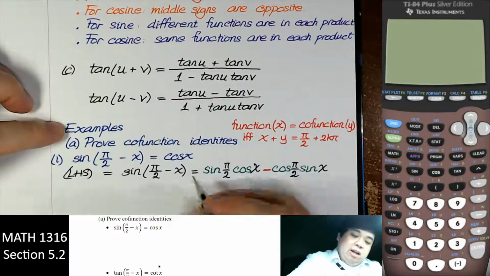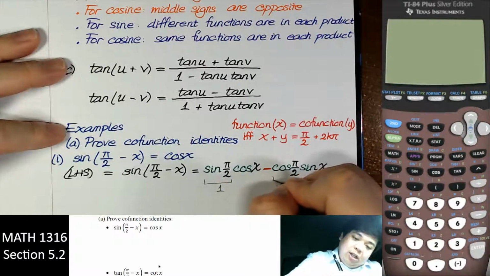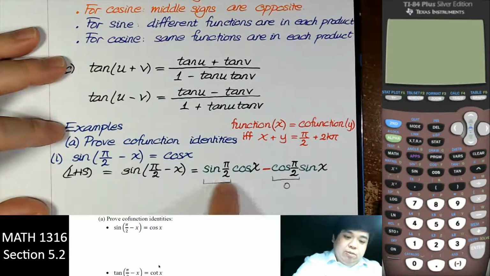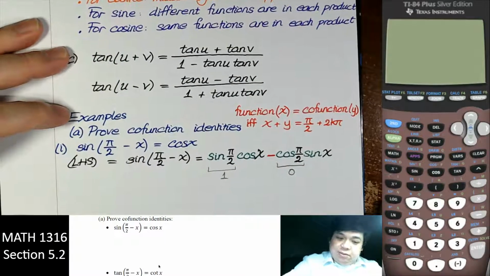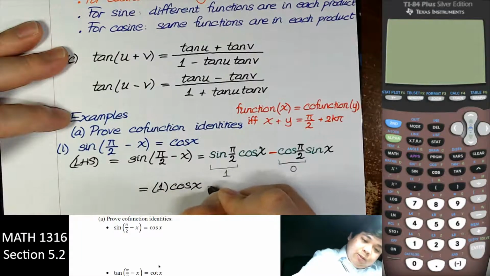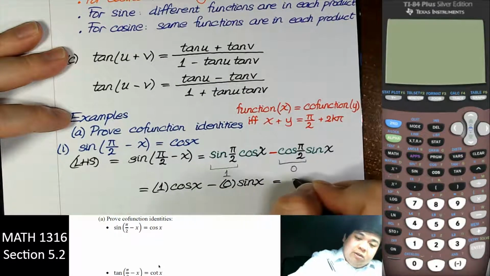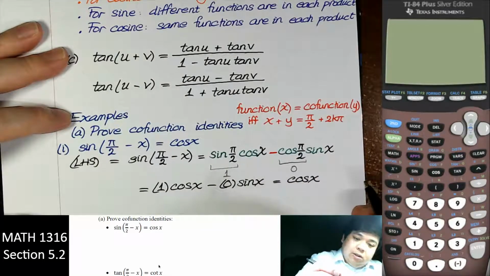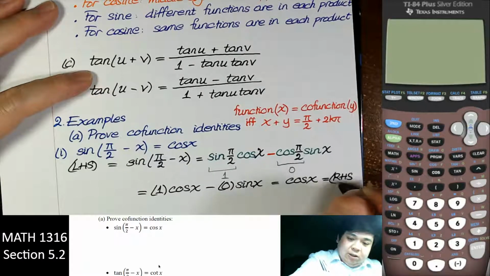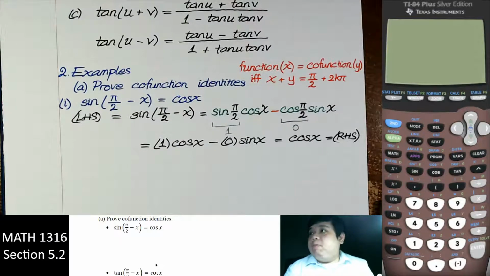Right, so just that. Sine of pi over 2, sine of 90 degrees is 1, and cosine of pi over 2, cosine of 90 degrees is 0. So I have 1 times cosine and 0 times sine. And that gives us just cosine of x, which is the right hand side. So it's simple enough.